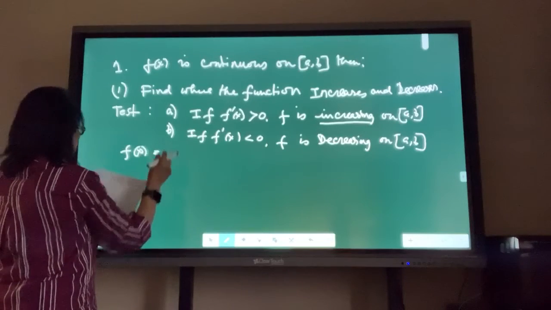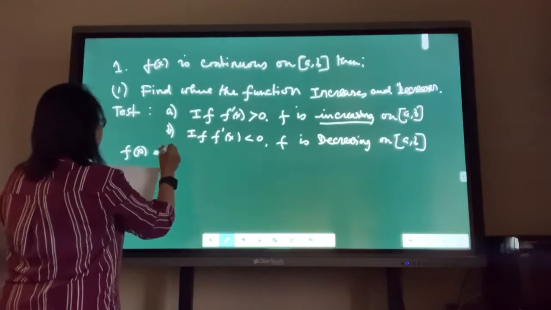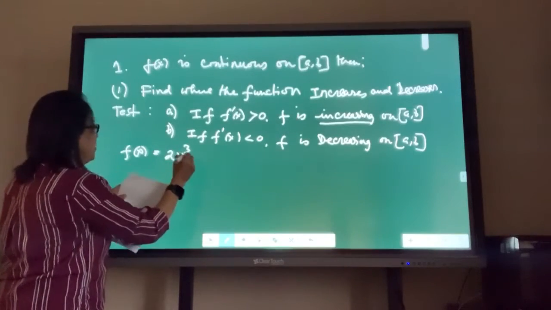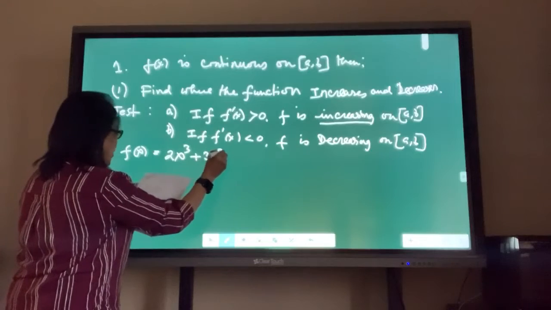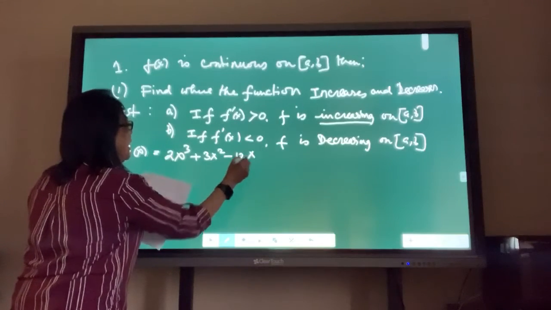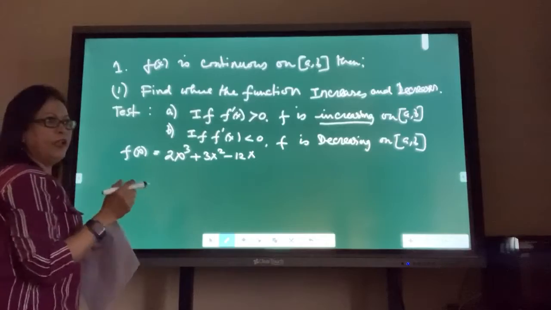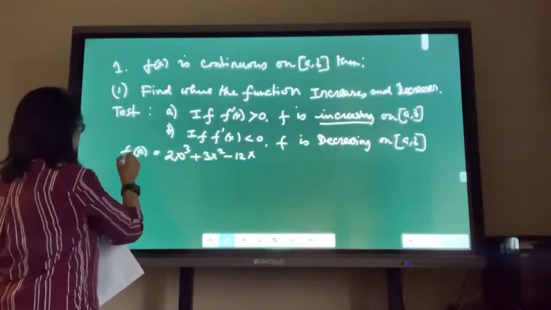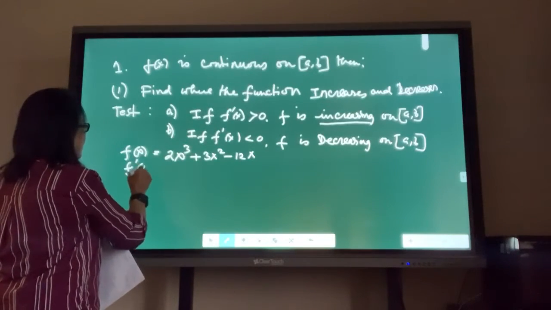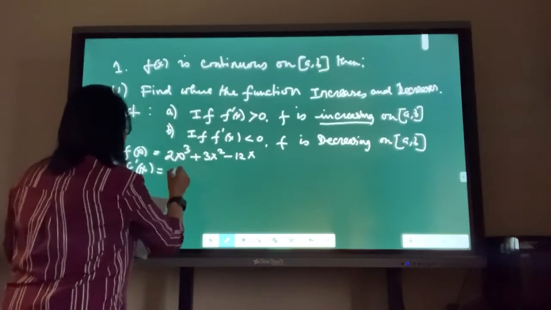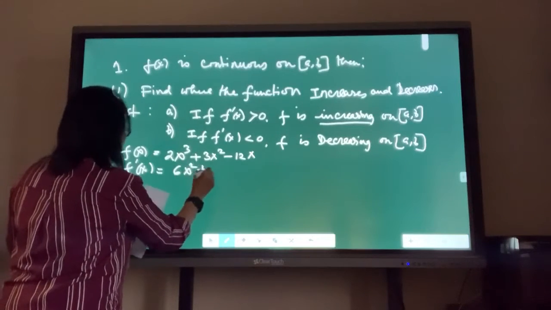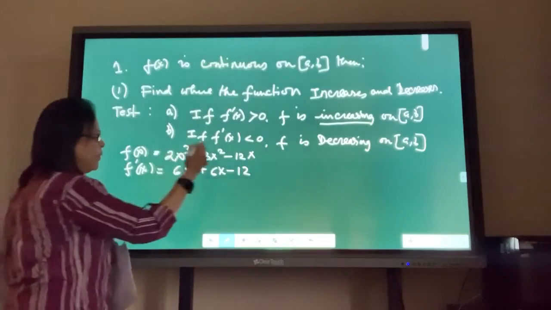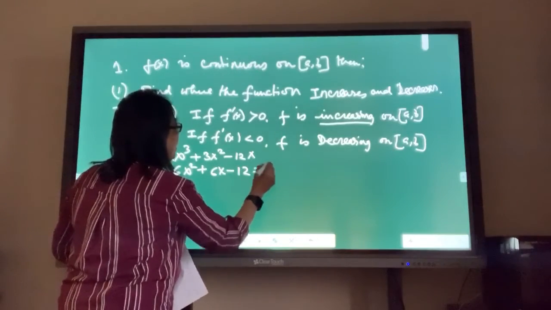A polynomial function is a good example, so I'm putting up f of x is 2x cubed plus 3x squared minus 12x. Okay, so the first thing we need to do is take the derivative of the function and see if there are critical numbers and what they are. So taking the derivative of the function will be 6x squared plus 6x minus 12. Now we are going to set it equal to 0 to solve for x. That will give us the critical numbers.